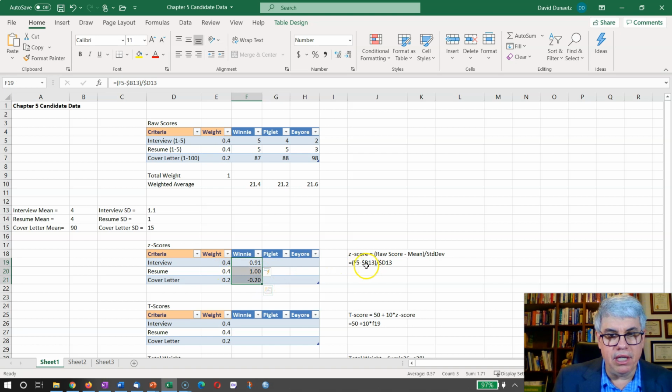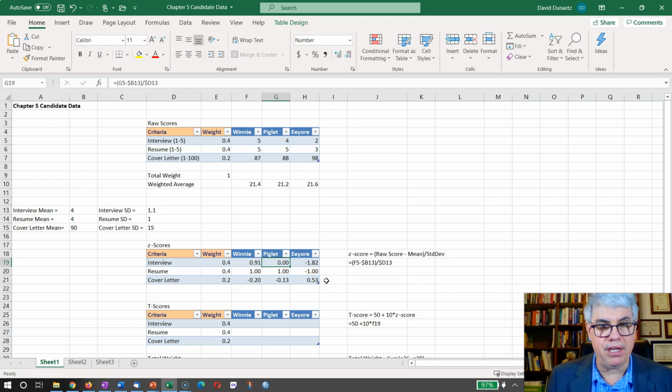Now, something that we can do with these cells, if I select these 3 cells, we base this on the formula F5. Now we can move it over to Piglet and Eeyore, and it'll base it not on Winnie's scores, but on Piglet's scores. And so we saw Piglet, he did average on the interview, he did pretty good on the resume, and he did slightly below average on the cover letter. But Eeyore, now we can really see how he did. He did way below average for the interview, he did below average for the resume, and he just did a little bit above average for the cover letter.